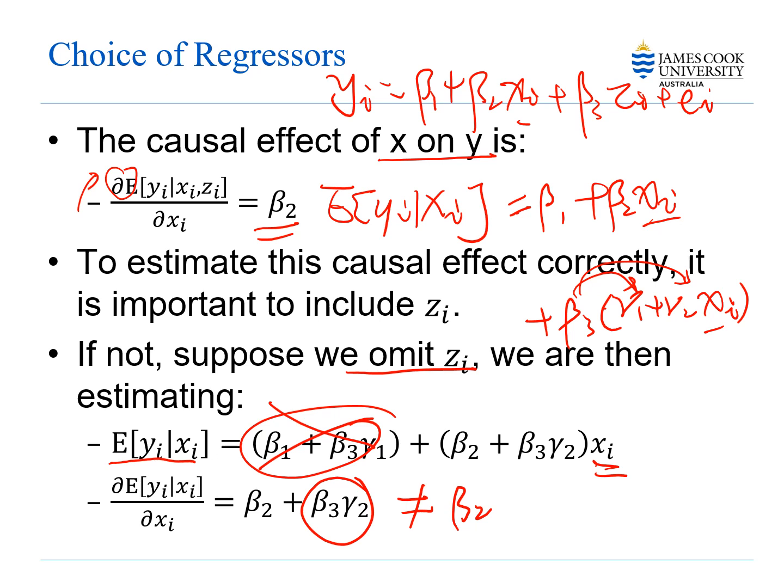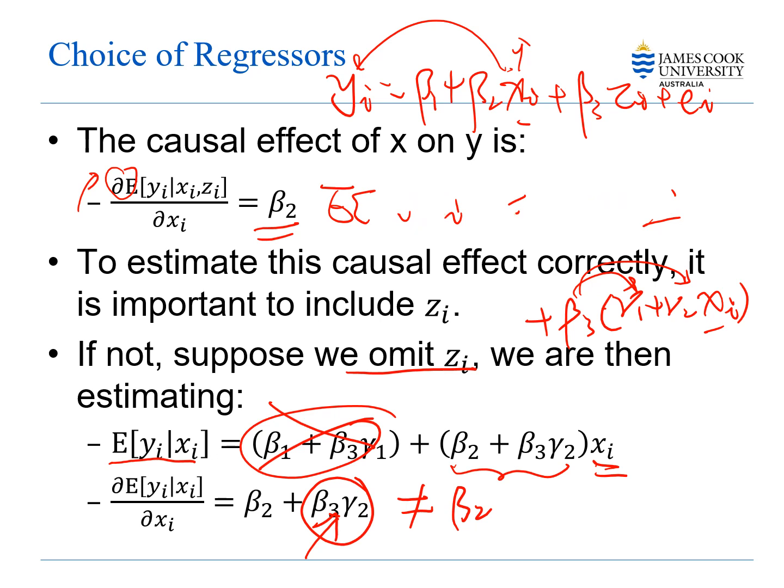So when we regress y against xi, the coefficient estimate of beta 2 plus beta 3 gamma 2 is not the same as the estimate of beta 2. It does not give us the estimate of the causal impact of x on y, because it includes these terms. These terms are the effect of x on y through z. So when x increases, this affects y directly.